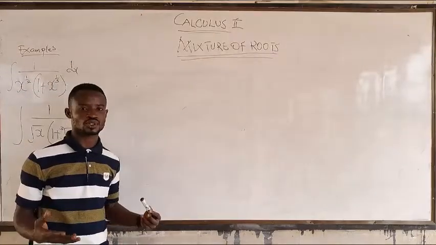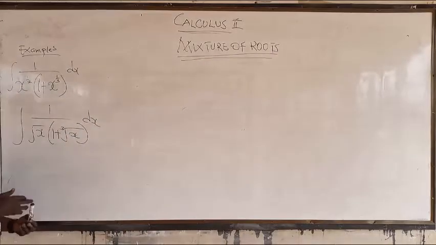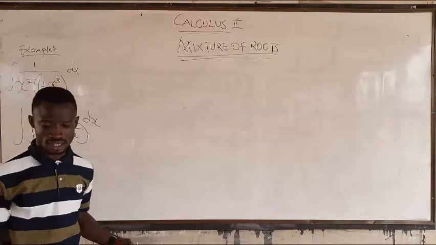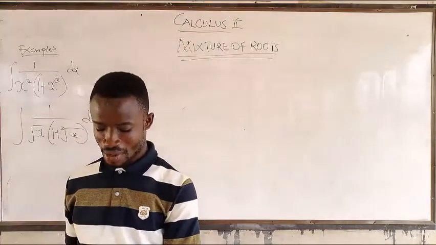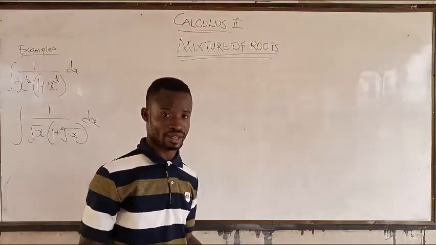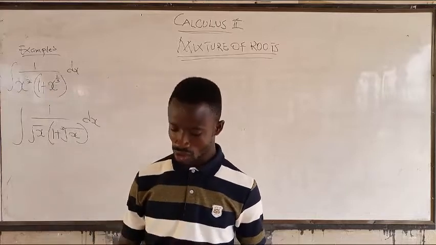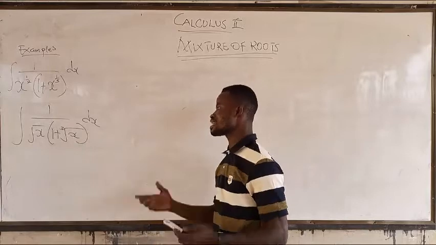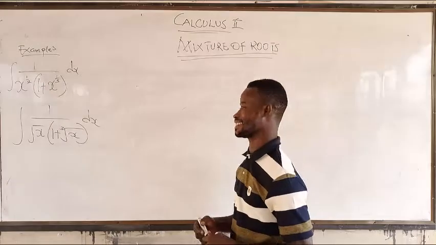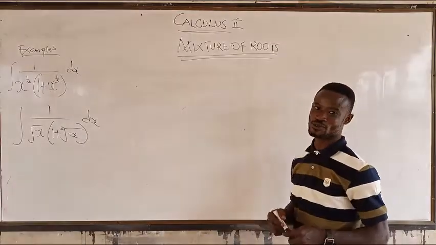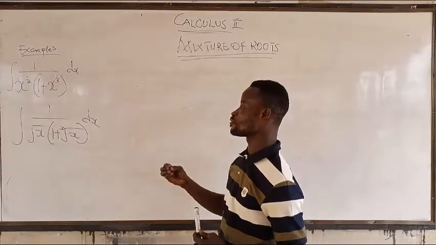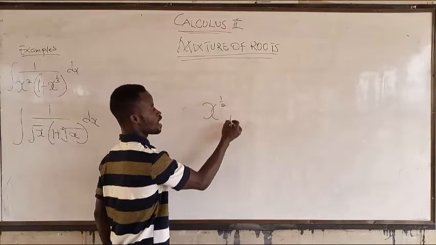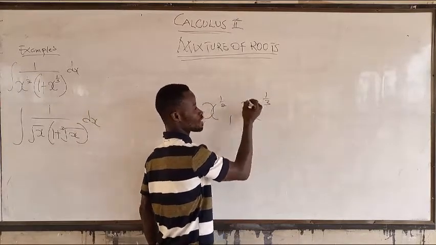And the idea of solving this is not that you are to go and multiply this by this. It's not like such. What we are going to do is very simple. Now here it's involving two roots. One is x raised to the power half, another one is x raised to the power 1 over 3.